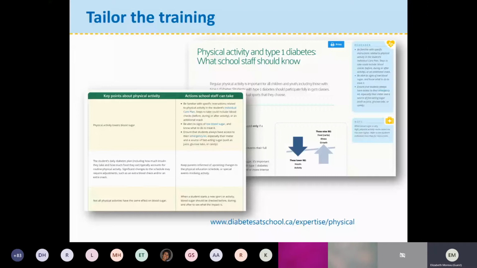It talks about the relationship between physical activity and type 1, how if you're already high, activity can make you go higher. So please, let's not have our kids running laps to bring their blood sugar down. And then it gives you some key points about physical activity, and then some actions that school staff can take. So it's designed to be practical for them.